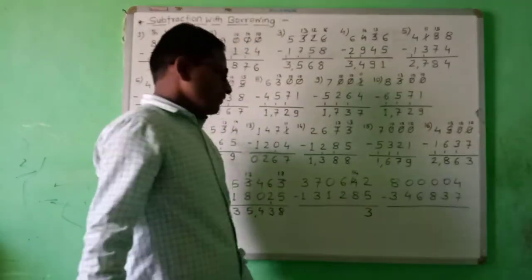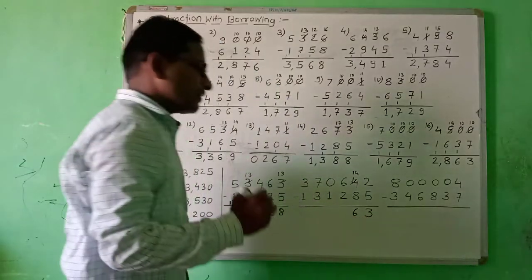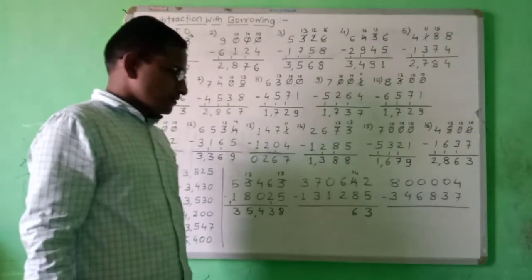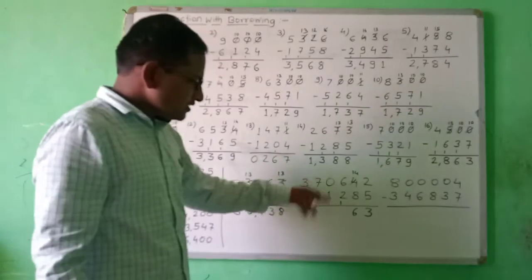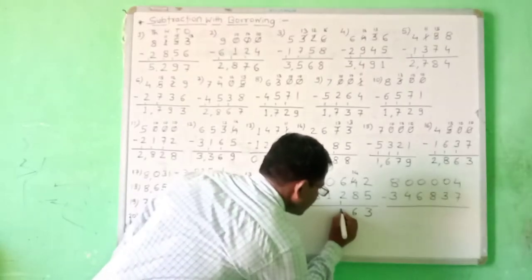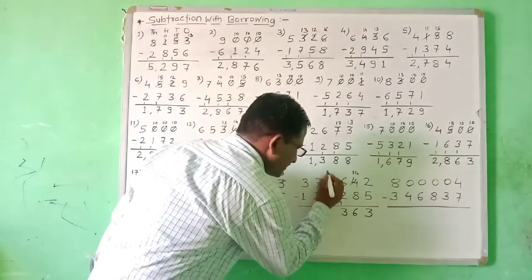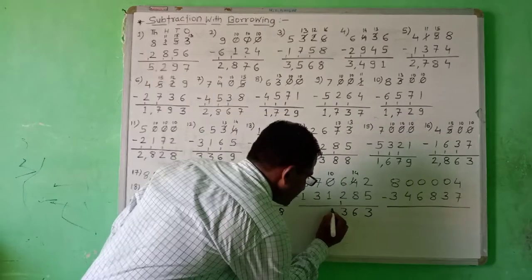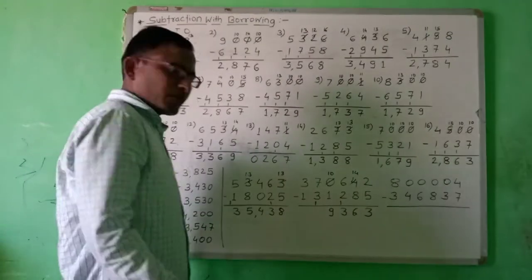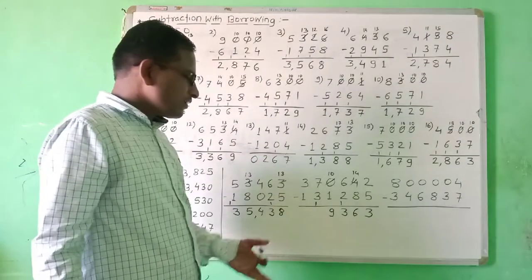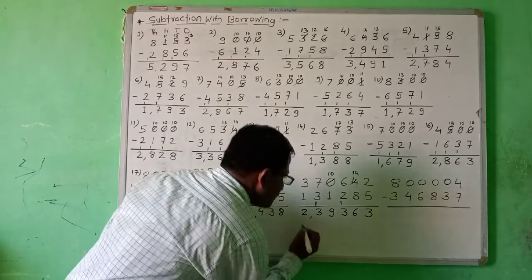So 12 minus 5, 7. Then 4 minus 8, again not possible. So 4 is considered as 14. 14 minus 8, 6, carry 1. 2 plus 1, 3, 6 minus 3 is possible. So 6 minus 3 is 3. 0 minus 1, again not possible. So again 0 is considered as 10, and 10 minus 1, 9, carry 1. 3 plus 1, 4, 7 minus 4 is possible. 7 is the greatest number, 4 is the smallest, so 7 minus 4 is 3, and 3 minus 1, 2.